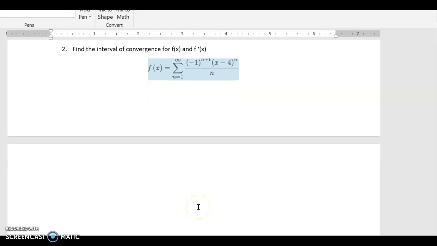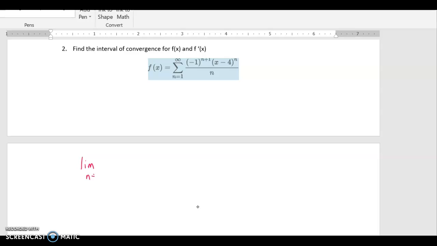Okay, interval of convergence for the function and the derivative. These ones are long. So let's see, what do we want to do? We need to start with the ratio test, right? If we want to find the interval of convergence, the best tool is the ratio test, which we learned before, which goes something like this.